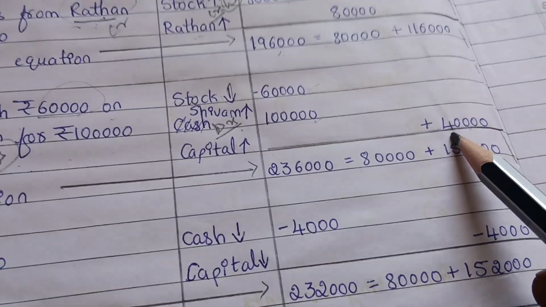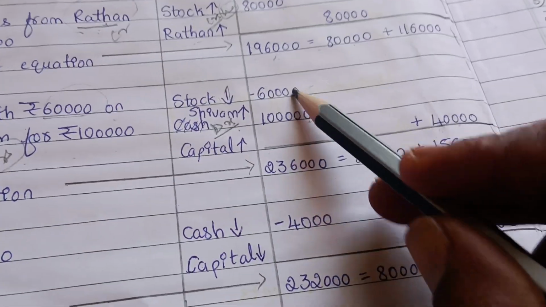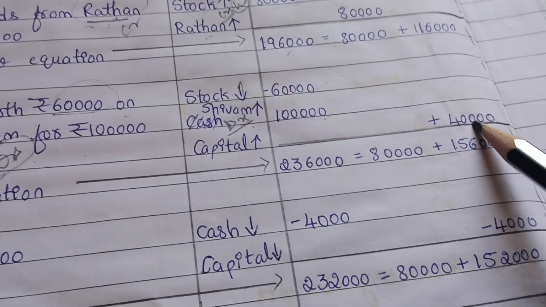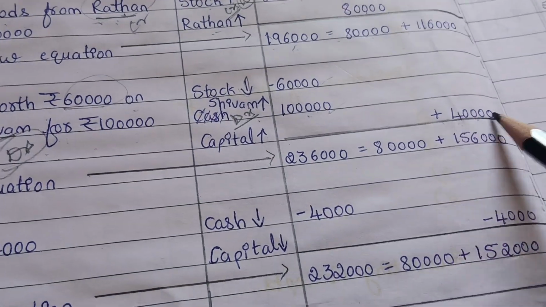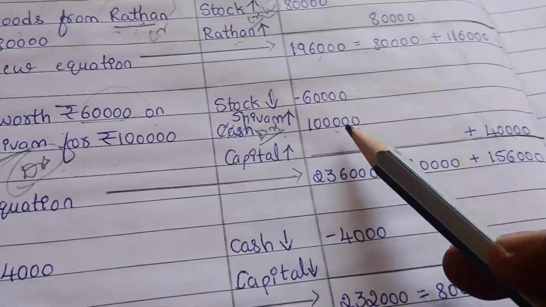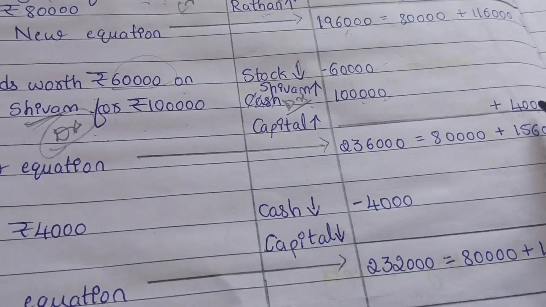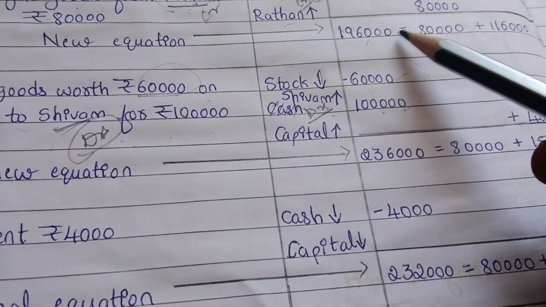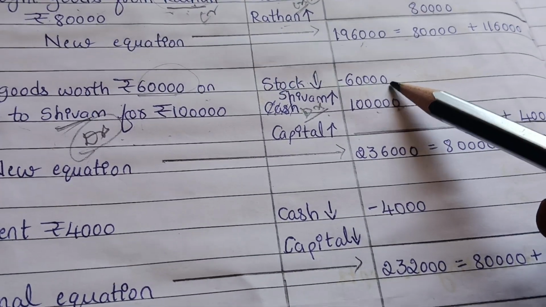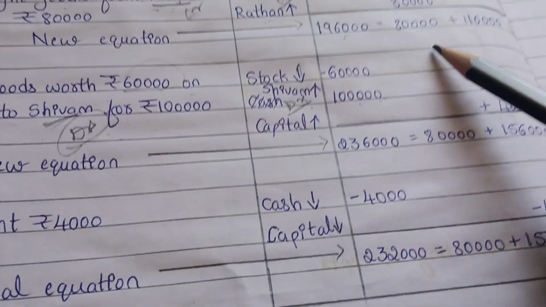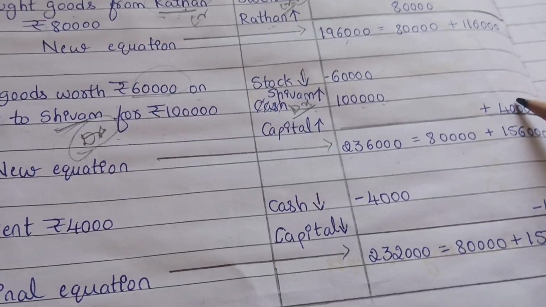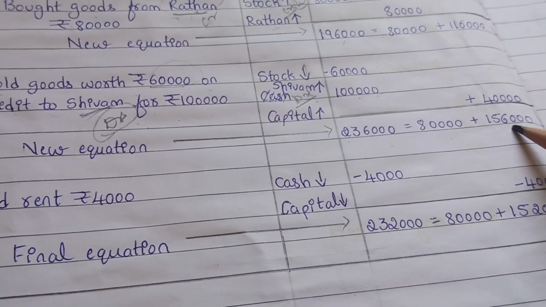So we got one more entry, same as this. Any difference in this amount will affect the capital. In case they sell at a loss, you have to show the loss, minus 40,000. Now there is 40,000 profit, so plus 40,000. Now take the transaction. 1 lakh 96 minus 60 plus 1 lakh, you get 2 lakh 36,000, is equal to 80,000 plus 1 lakh 16 plus 40, 1 lakh 56,000.